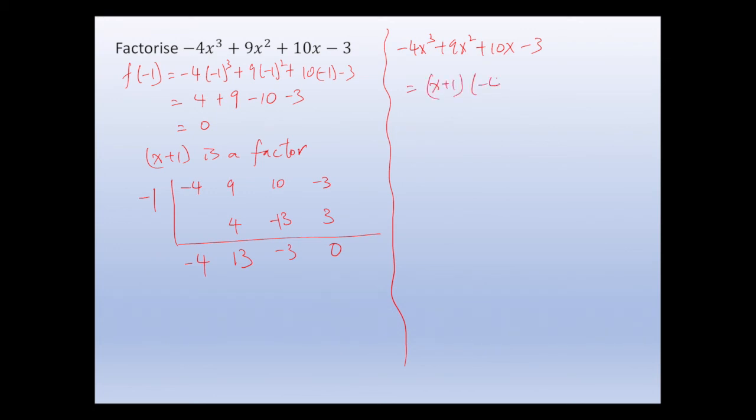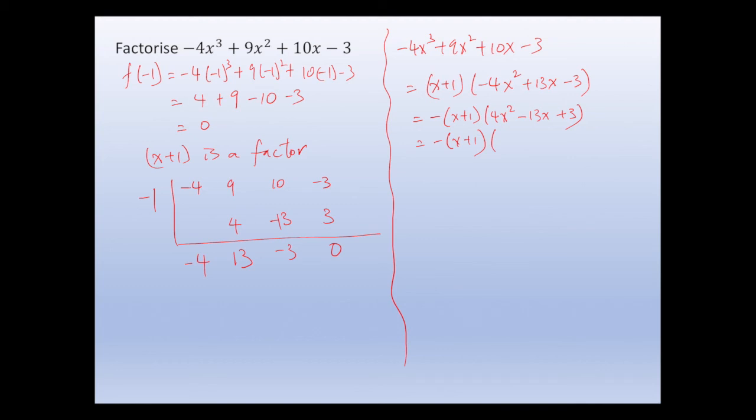So therefore, we know that minus 4x cubed plus 9x squared plus 10x minus 3 equals x plus 1 times minus 4x squared plus 13x minus 3. This time, I will take the minus out, which means we have minus x plus 1, 4x squared minus 13x plus 3.